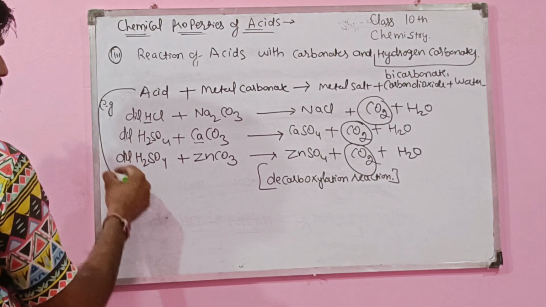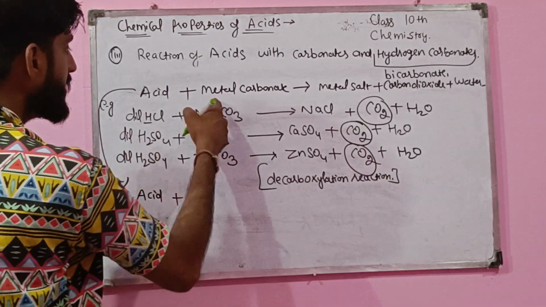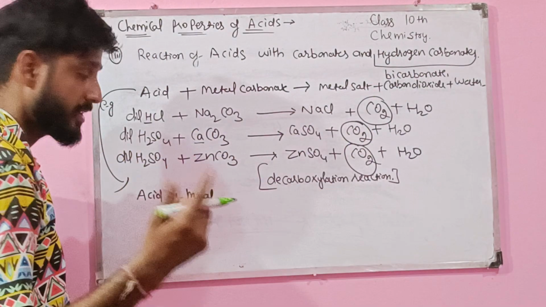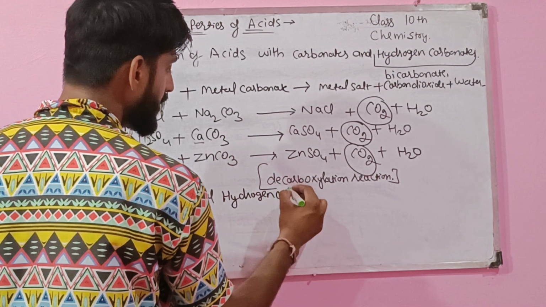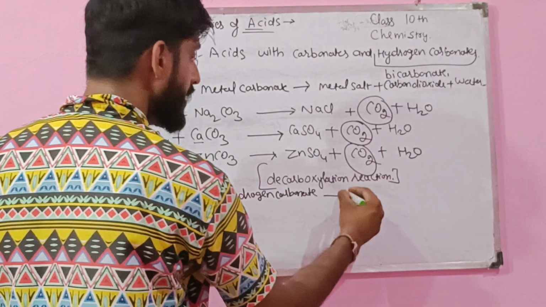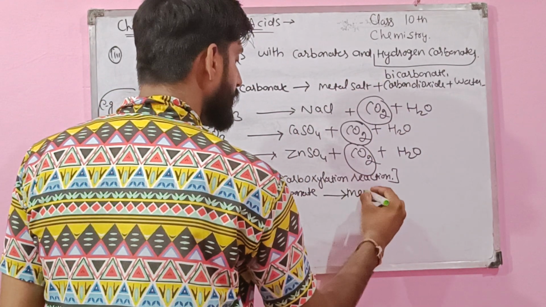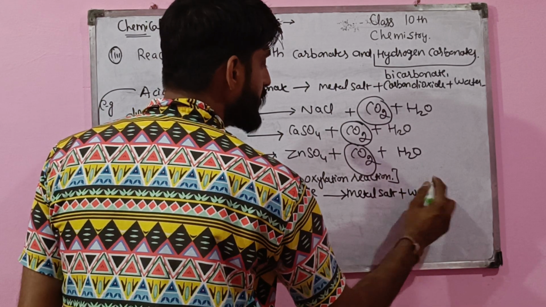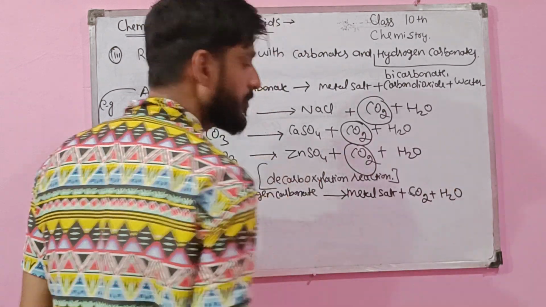The second type of reaction in this property is when an acid reacts with a metal hydrogen carbonate, which is also known as a metal bicarbonate. Okay, then the same reaction procedure follows: metal salt is formed with the liberation of carbon dioxide, and water is also formed in this reaction.